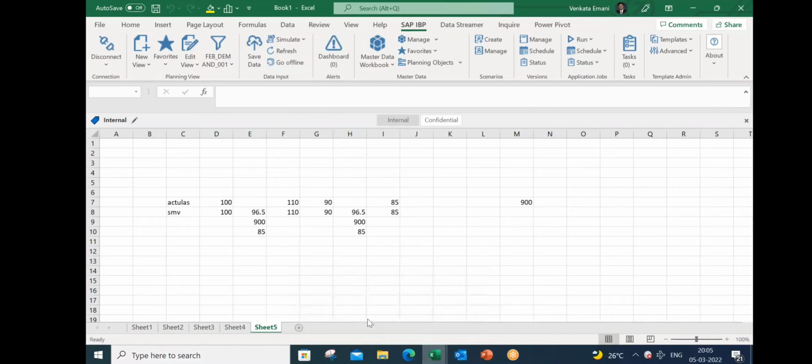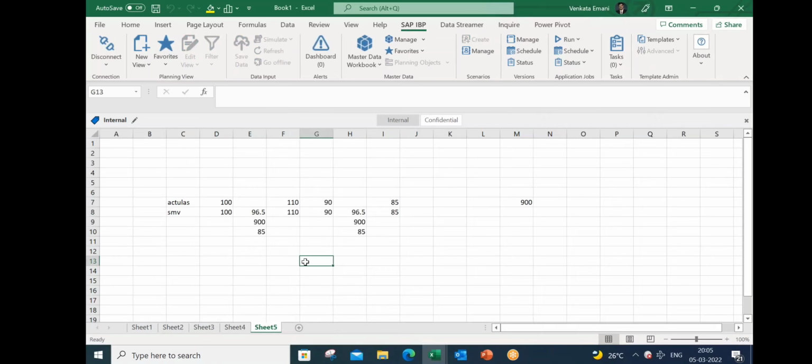Okay, now coming to our history. Let us think, what is an outlier? Now my history is like this: 100, 110, 90, 85, 89. So this looks good, consistent, right? Now suppose it is like this: 100 I sold, next month I sold 900, again I sold 10.